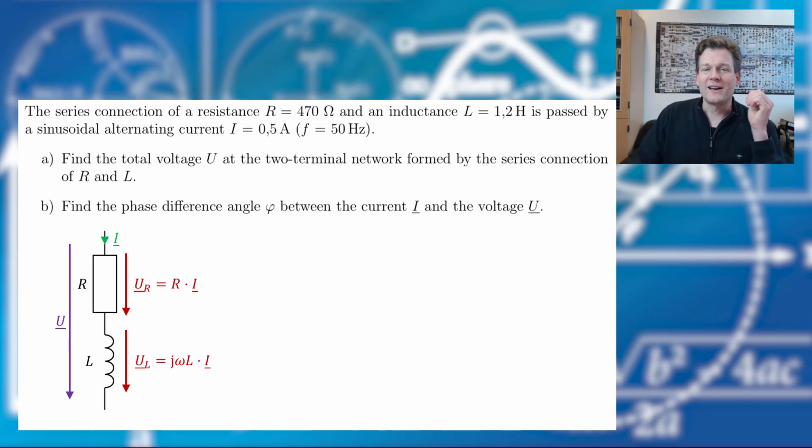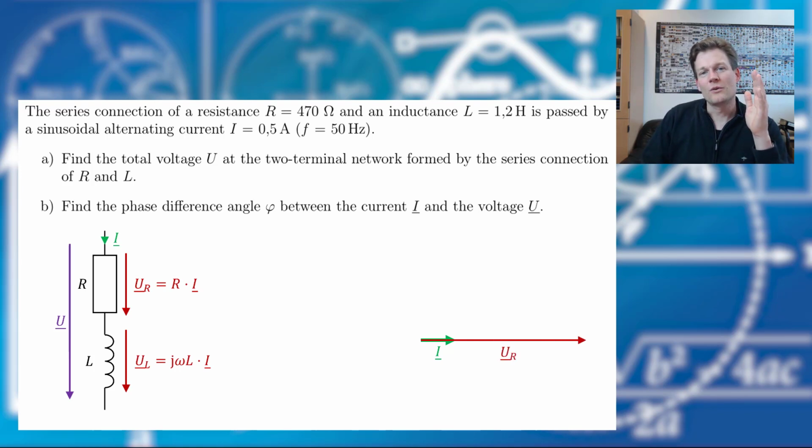Okay, let's draw a phasor diagram to get an overview of what happens there. We have a current that flows through both elements. And we know that voltage and current are in phase at a resistor. And therefore we can draw the voltage like this.